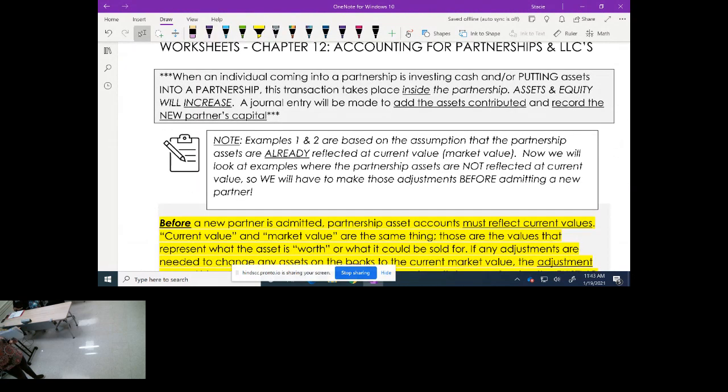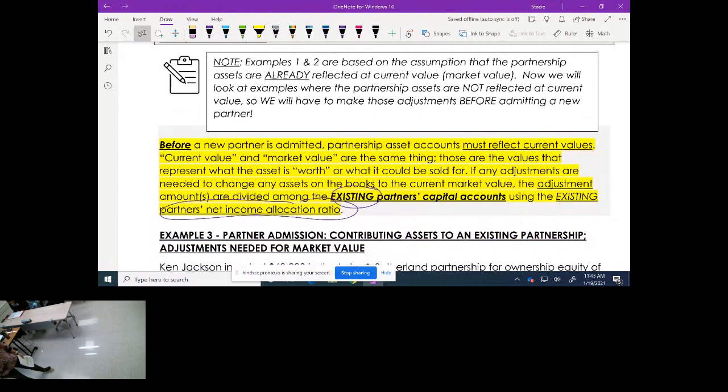There's another note about how that transaction we just did took place inside the partnership. He's writing the partnership a check and so on. So examples 1 and 2 that we just did are based on the assumption that the assets are already adjusted to show current value, because we left that step out to make it easier. Now we're going to look at examples where the assets do have to have the value adjusted. So see what that looks like.